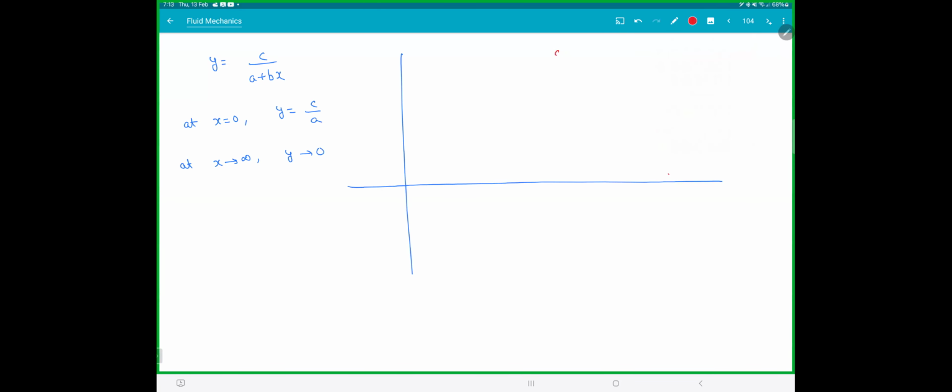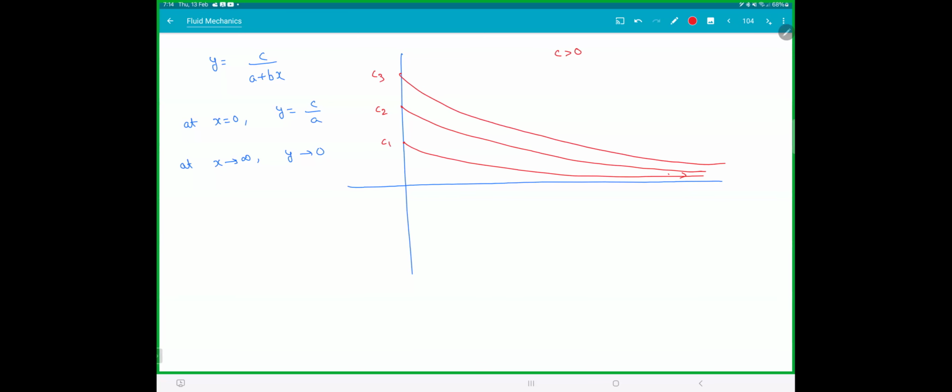If you take the constant c positive, let's say this is c1, the streamline looks like this. If you take c2, the streamline looks like this. If you take c3, the streamline looks like this. They're getting closer and closer to the x-axis, but they'll never touch. This is for c positive. c3 is greater than c2 is greater than c1.